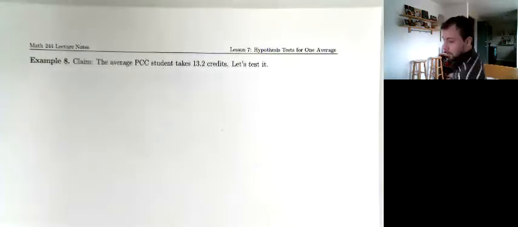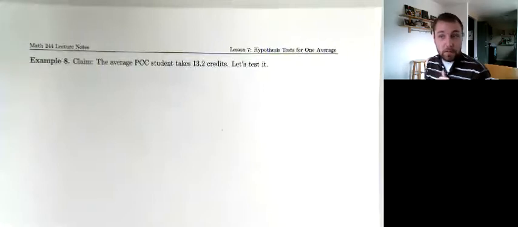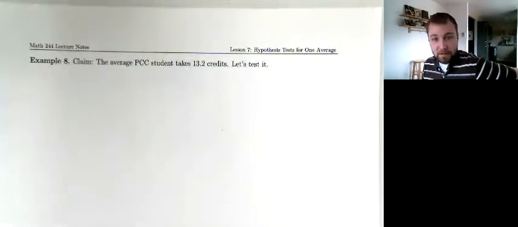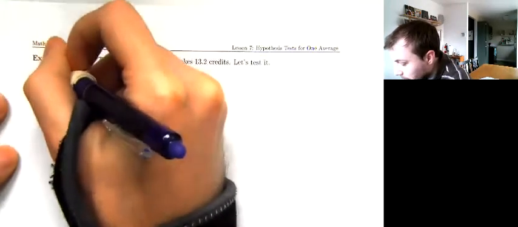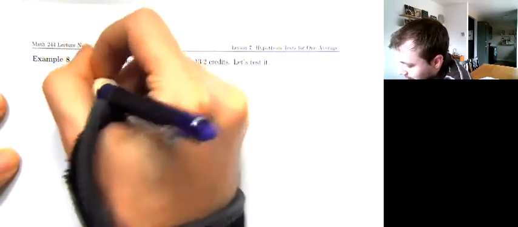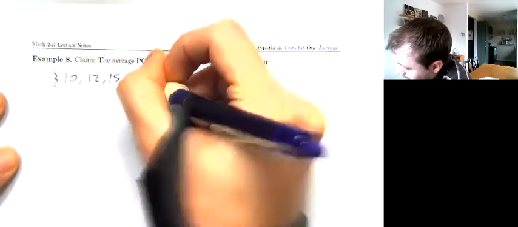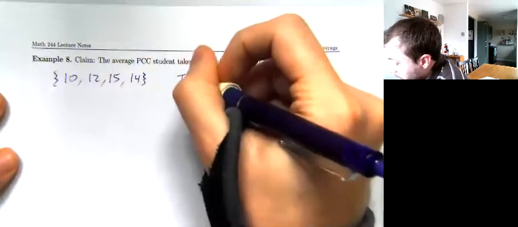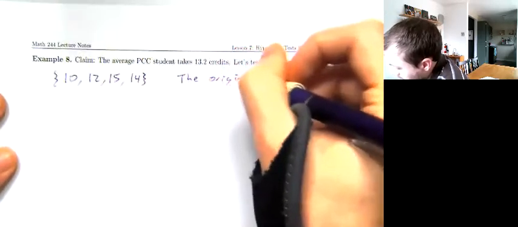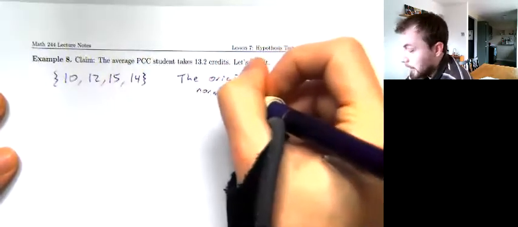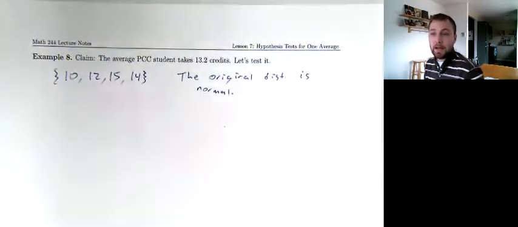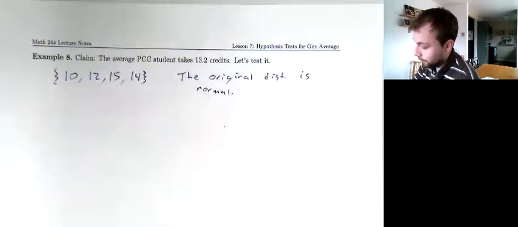Okay. So I want to do just one more problem with you. So I'm going to do this example 8. Claim: the average PCC student takes 13.2 credits. Let's test it. So let's say I collect a sample and I get a sample of 10, 12, 15, 14. And I'm told the original distribution is normal. So I'm not going to worry about the assumptions on this one. I just wanted to show you one problem where you have some raw data, just as a reminder of what you need to do from the start.